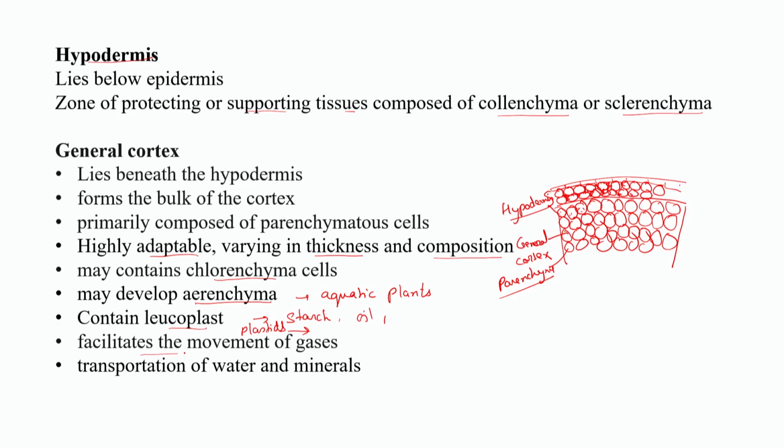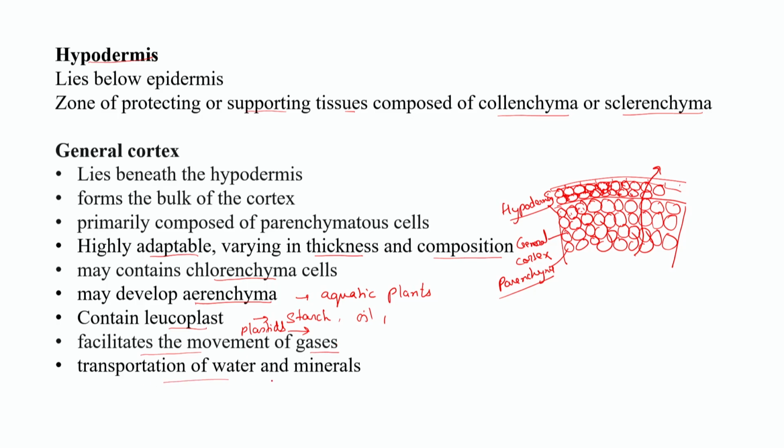Now this cortex will also help in the movement of gases, because generally it is parenchymatous in nature. It has a lot of intercellular spaces also. So gases can easily diffuse, because every cell will require the diffusion of gases. Like plants will also require oxygen for respiration. They will release carbon dioxide.